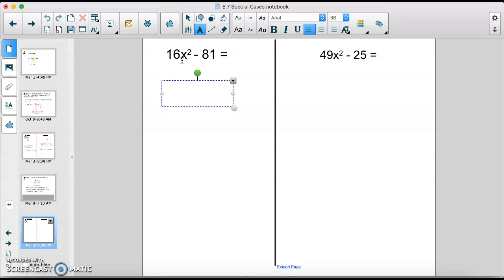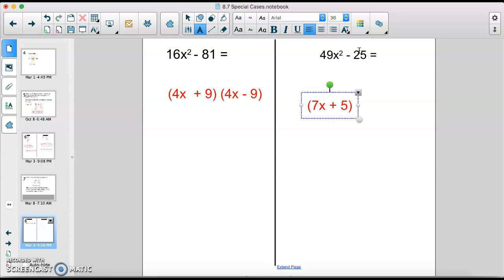16, what multiplies together to give you 16? 4. So it'd be 4x, square root 81, and you get 9. So plus 9. And then my other parentheses would be 4x minus 9. If I look over here, square root of 49 is 7. Square root of 25 is 5. So it'd be 7x plus 5, 7x minus 5.